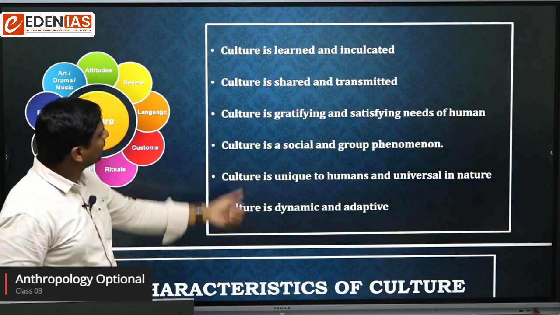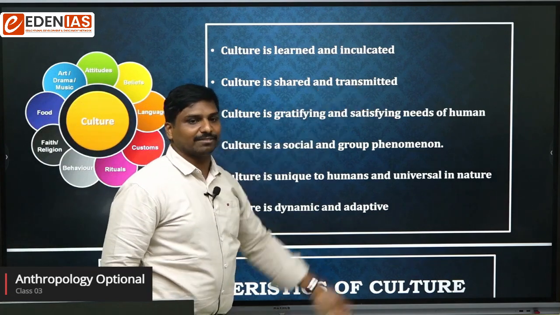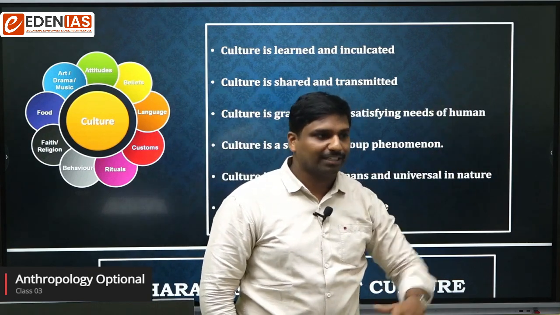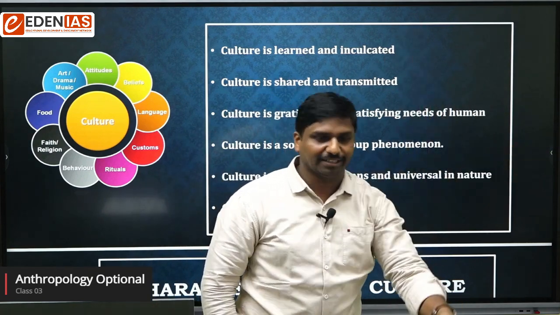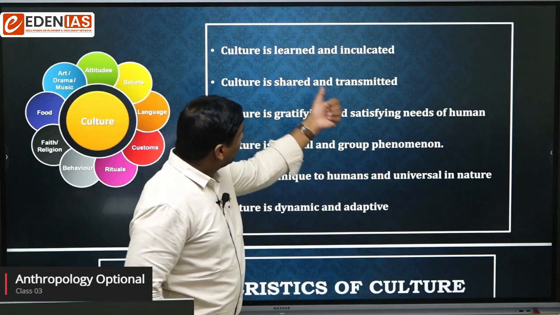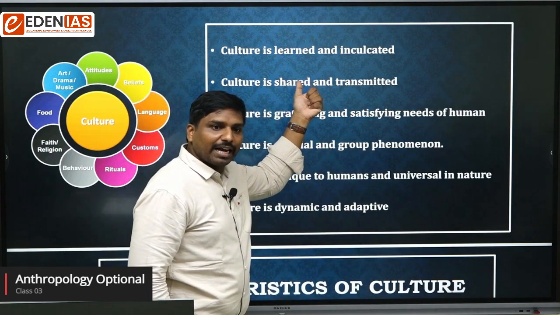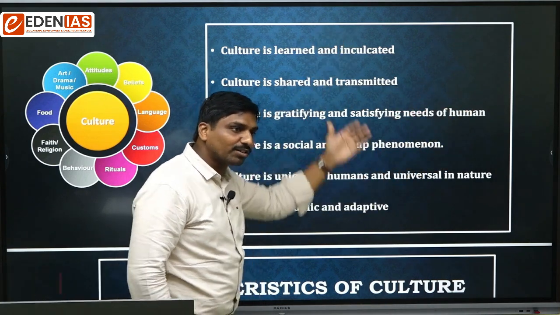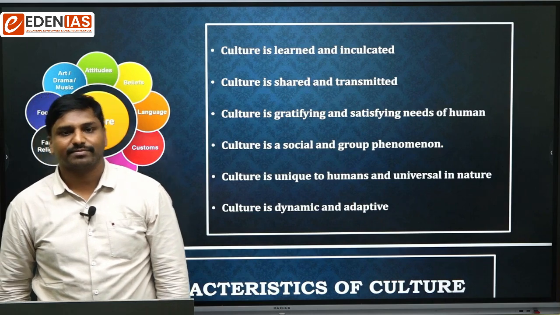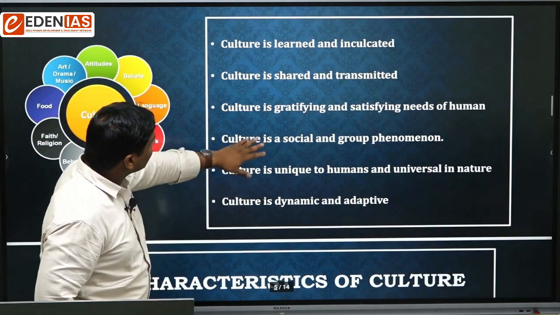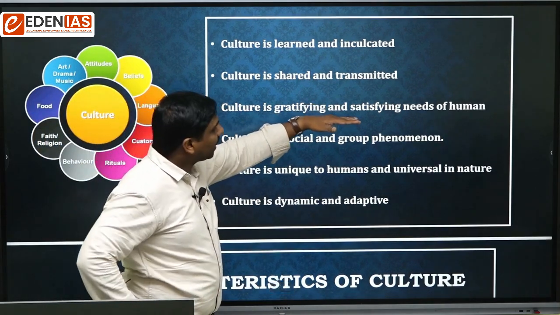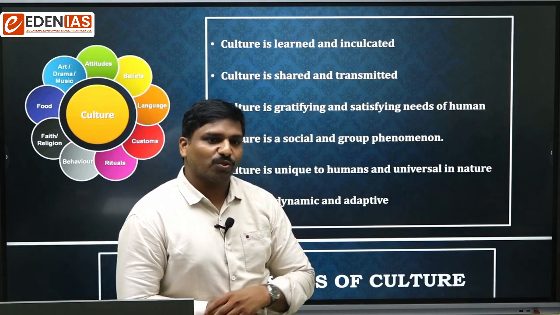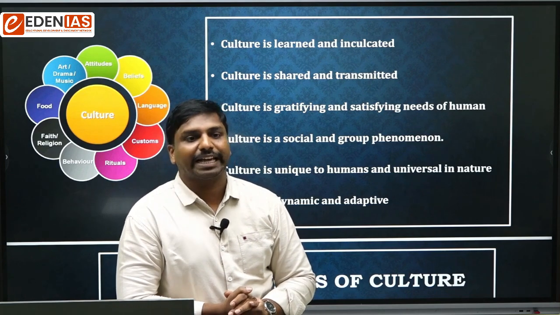Then culture is shared and transmitted between the members of society and also from generation to generation. That means horizontally as well as vertically. Can you understand that? So language would be learned, and language can be shared among the members of society as well as from one generation to another generation. Then the next characteristic is that culture is gratifying and satisfies the needs of humans. We have discussed that also, so that is also one of the characteristics.